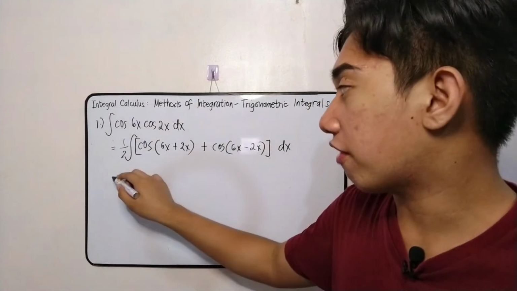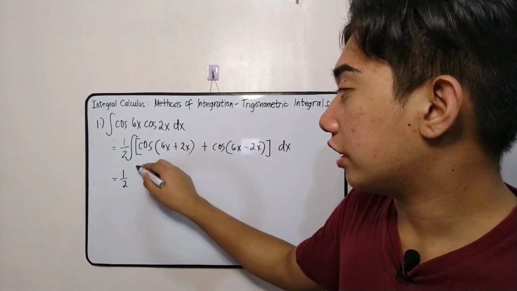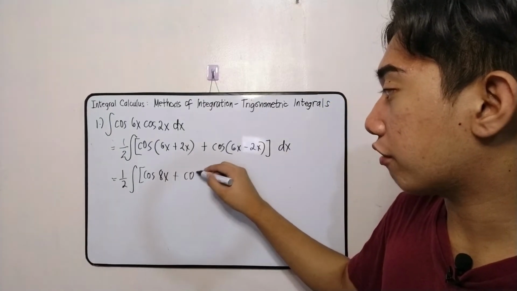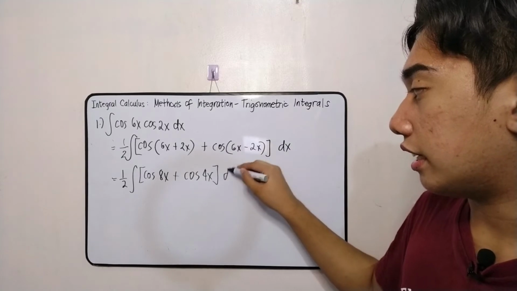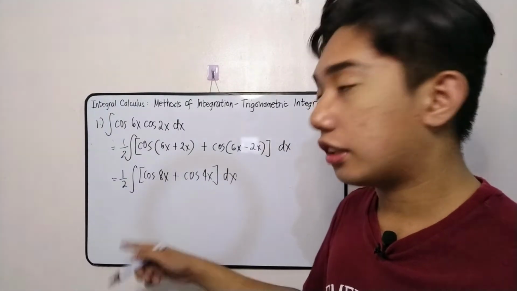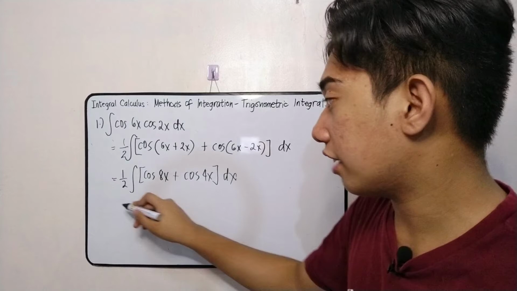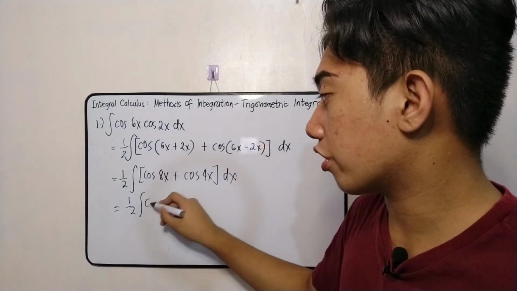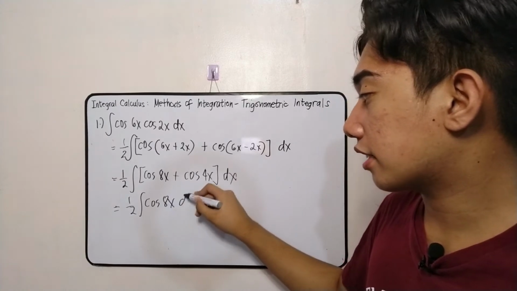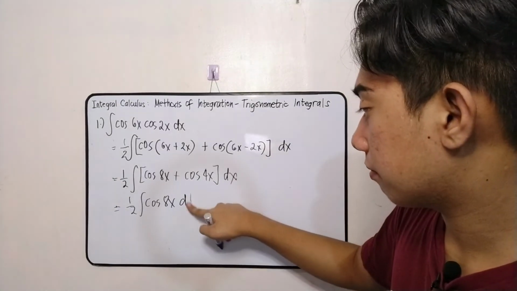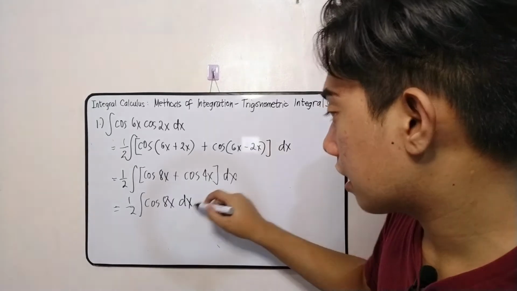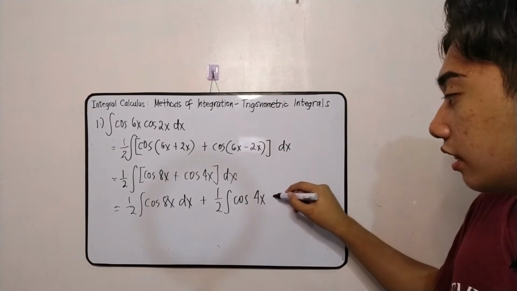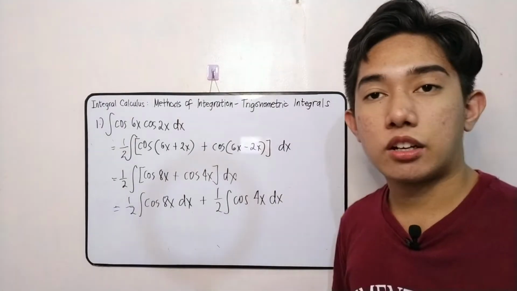So for this case, we will simplify. 1/2 the integral of cosine 8x plus cosine 4x dx. Now we need to distribute the constant, the differential sign, and also the integral sign, so that it becomes 1/2 the integral of cosine 8x dx plus 1/2 the integral of cosine 4x dx. Now we can do the basics.